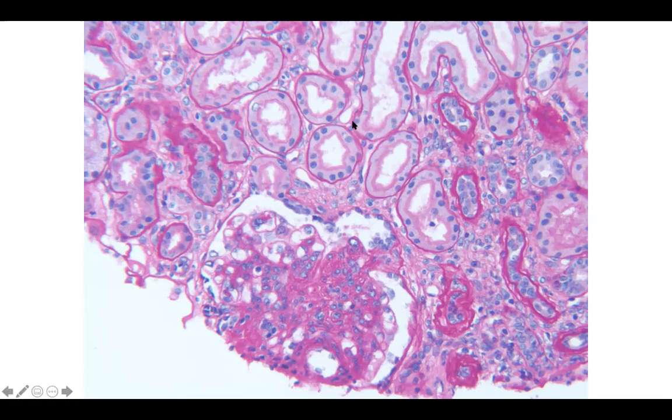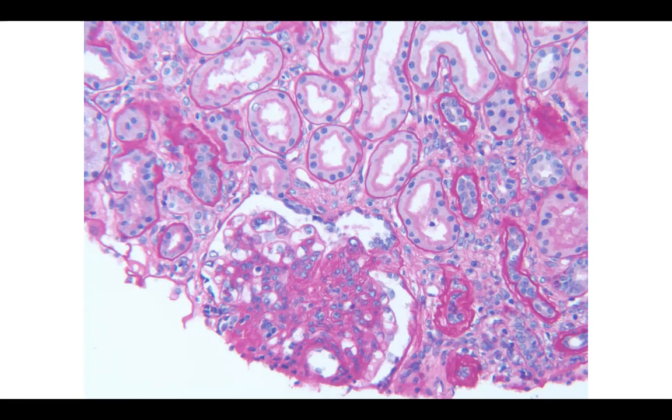This is a segmental scar. Okay, so you have here an area out here that's scarring. This is what they would call a synechia, which is like adherent to Bowman's capsule. So this would be a segmental scar. So if you saw this, it would not be unusual in IgA nephropathy.